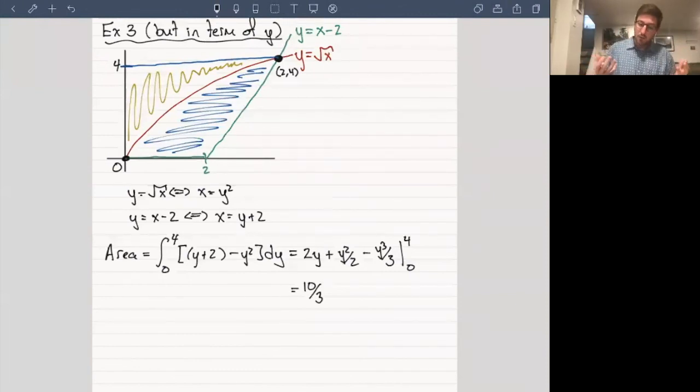So we have ways of viewing these things. One way might be slightly harder than the other, but we have this new method that's now accessible to us where we can integrate in terms of y as long as we can pose the functions with their independent variables in y.